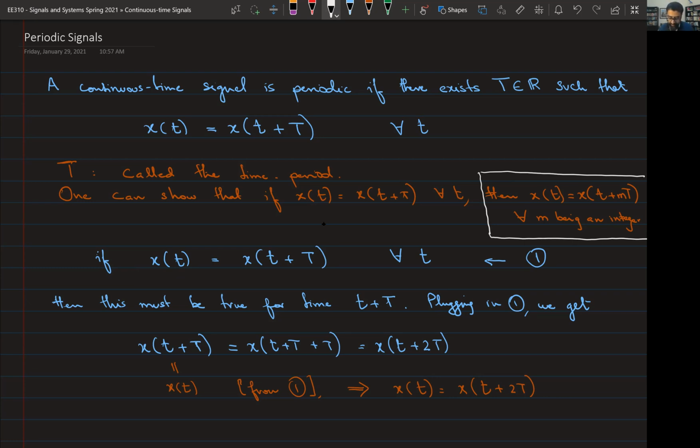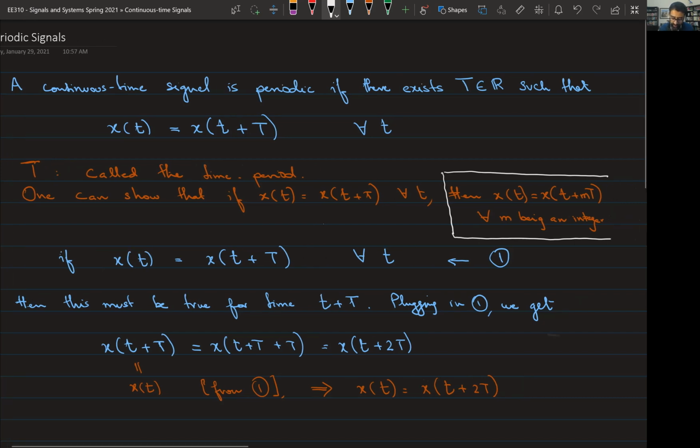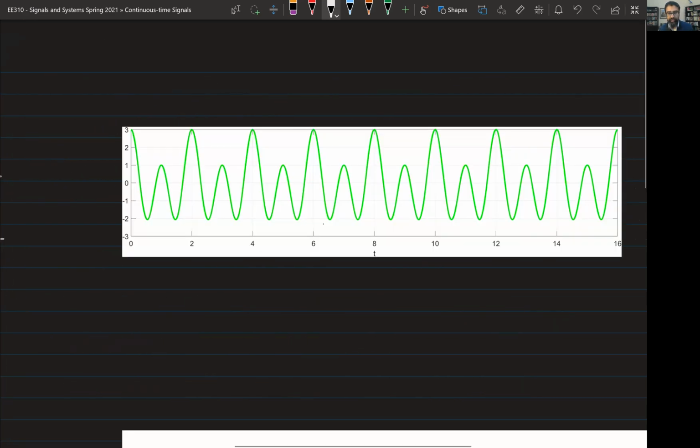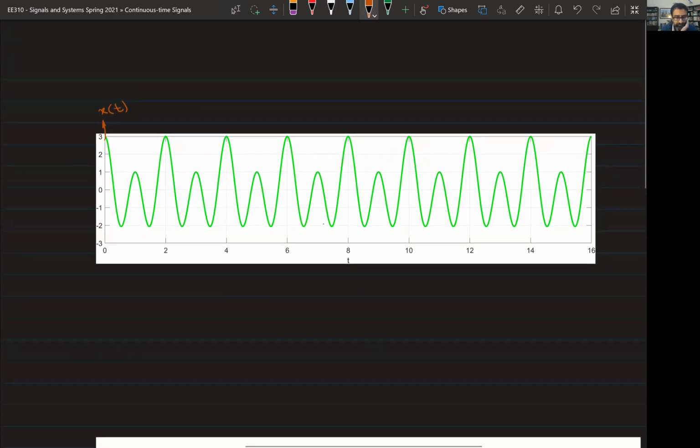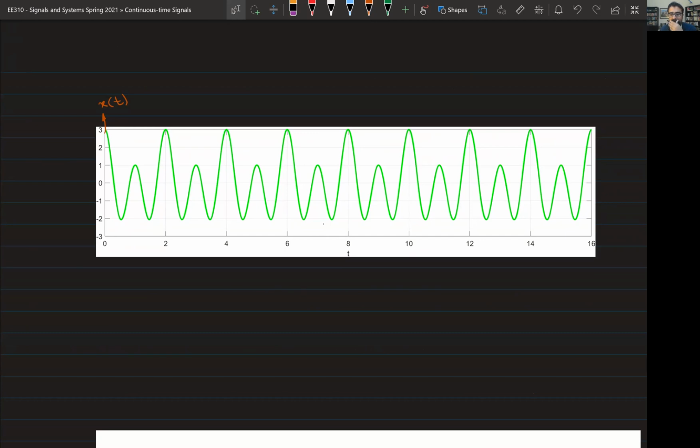Just to illustrate what I'm talking about, here's an example of a periodic signal. On the x-axis you have time. On the y-axis you have the amplitude of the signal, so this is x of t. What is the period for this signal that you see on your screen? Okay, so Munim says the period is 2, and that's correct.